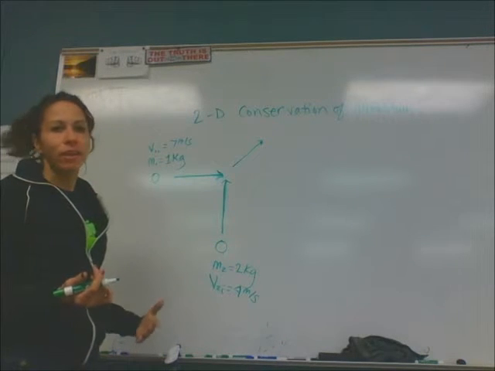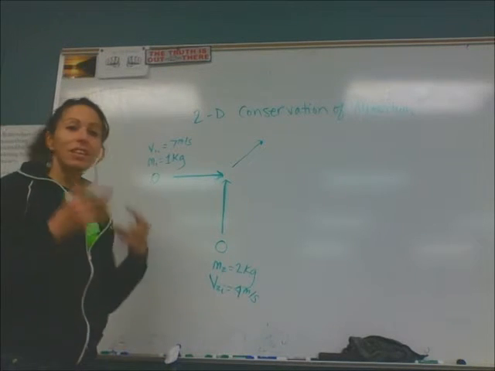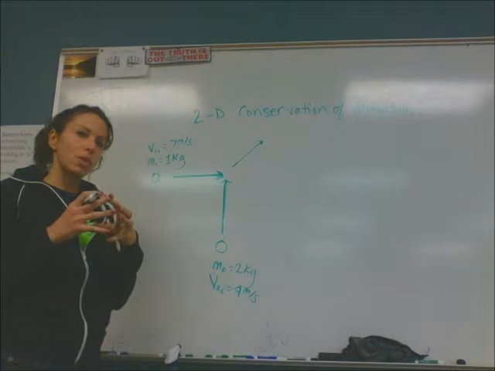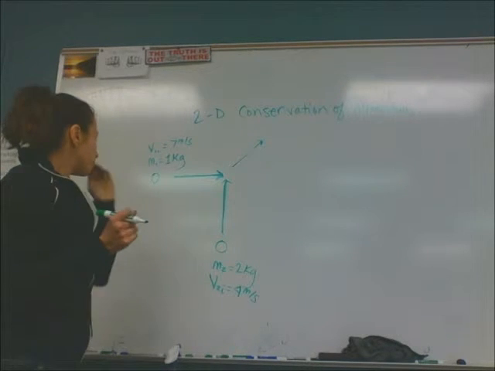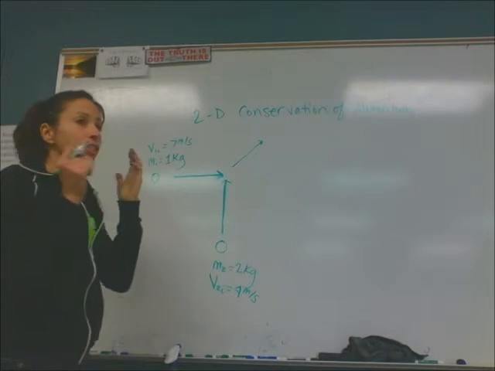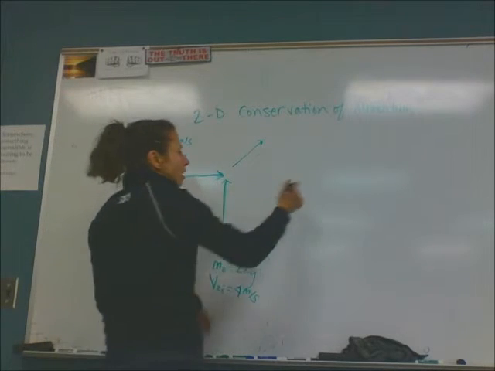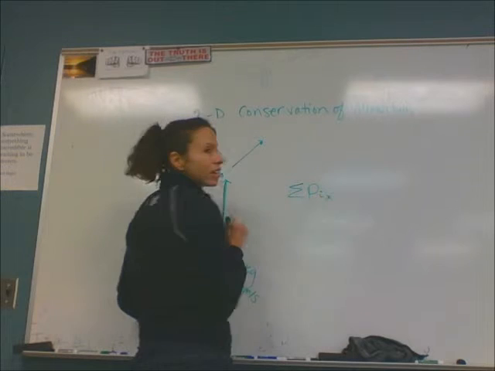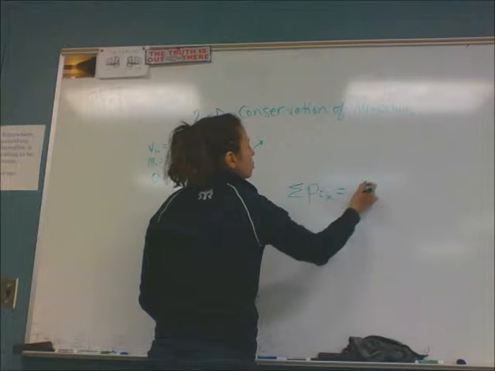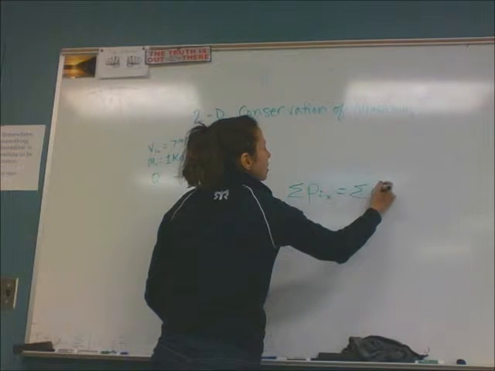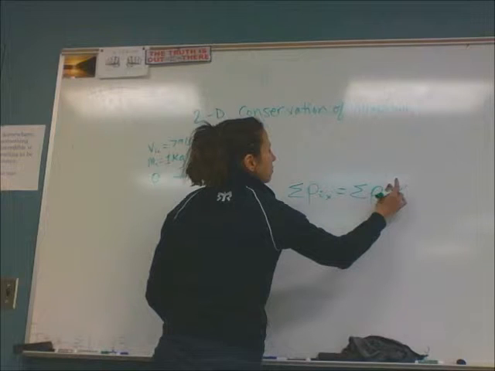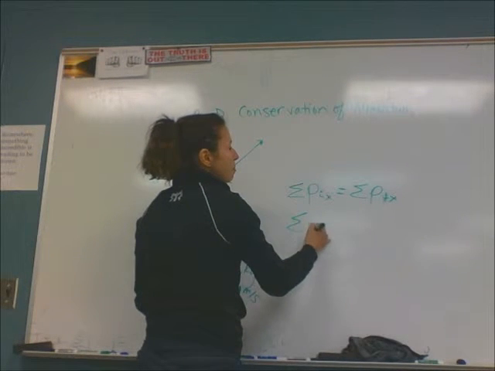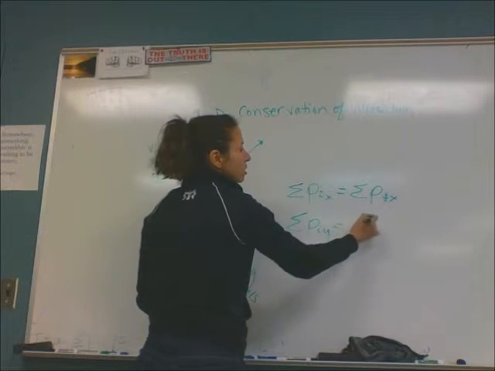If we do this, then we'll do a conservation of momentum. Net momentum initially in the x direction is equal to net momentum finally in the x direction. And then net momentum initially in the y direction is equal to net momentum finally in the y direction. So the total momentum is conserved in each direction individually.